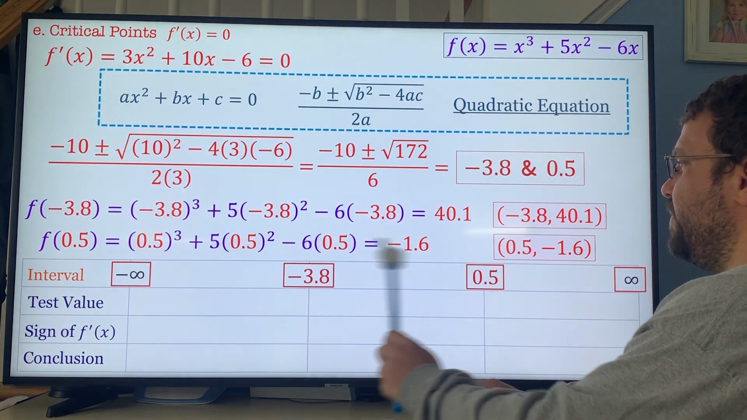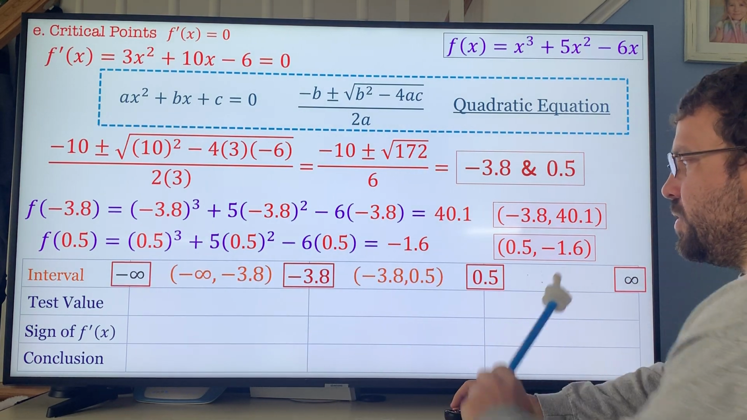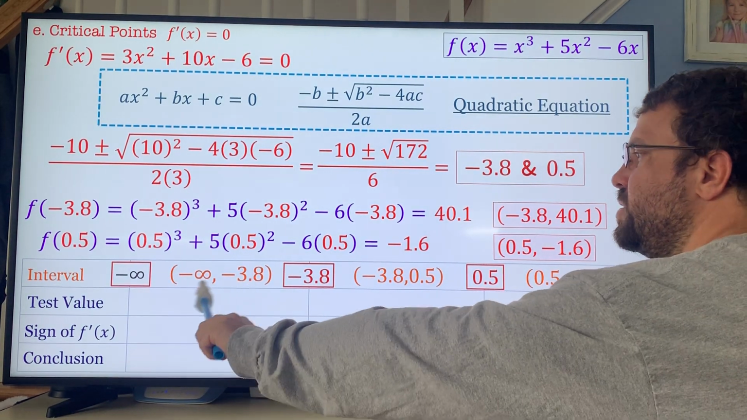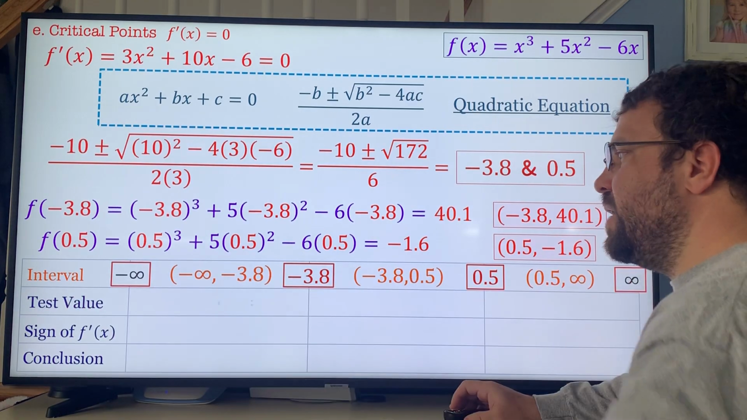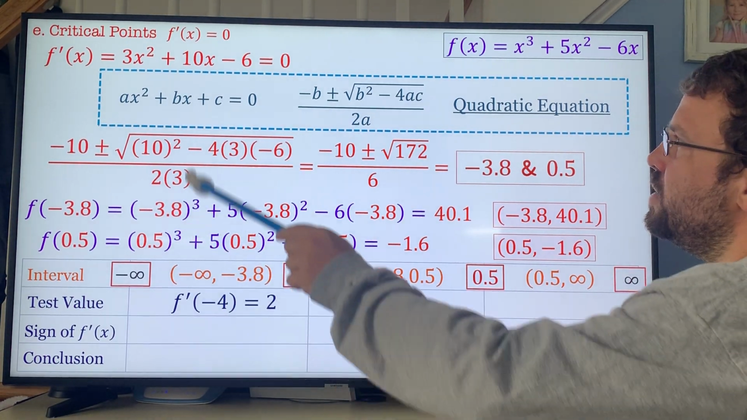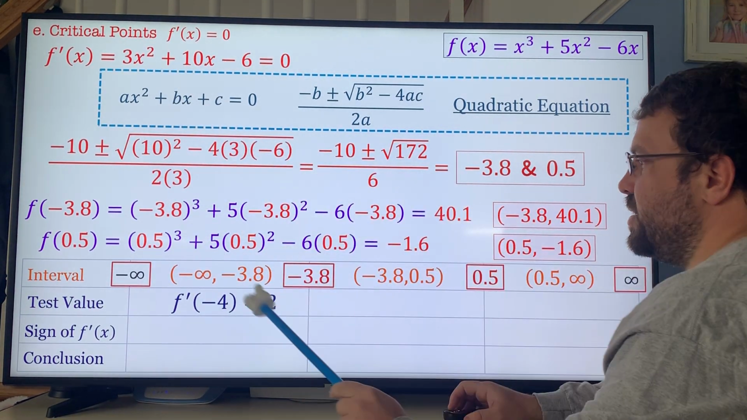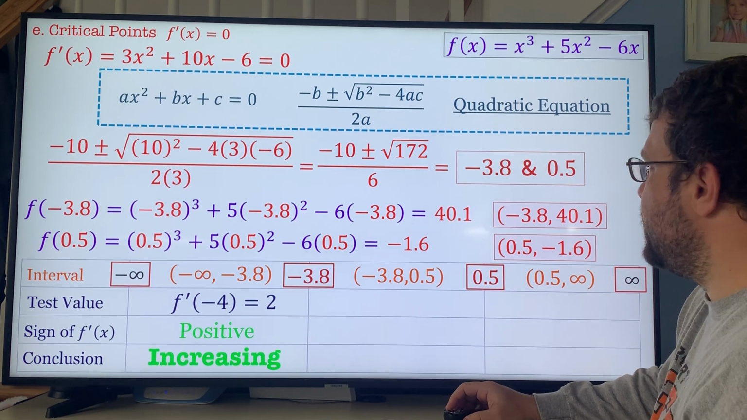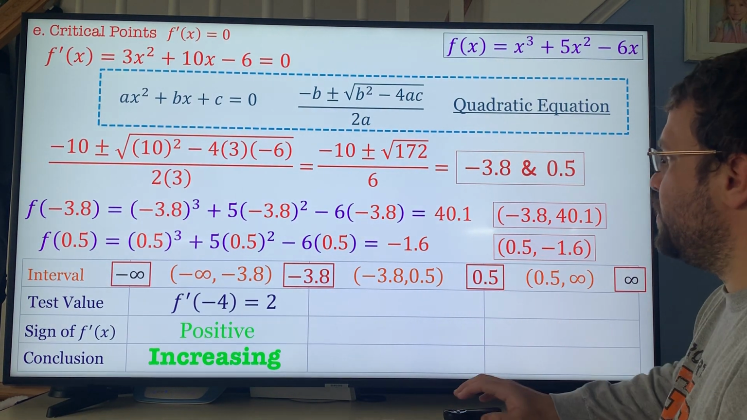-3.8, 0.5, interval, interval, interval. All right, pick a number between these two, -4 all the way that way. I just went with the closest one. You type it into this equation right here. You get 2, which is positive, which is increasing. So you're increasing till you get to this point.